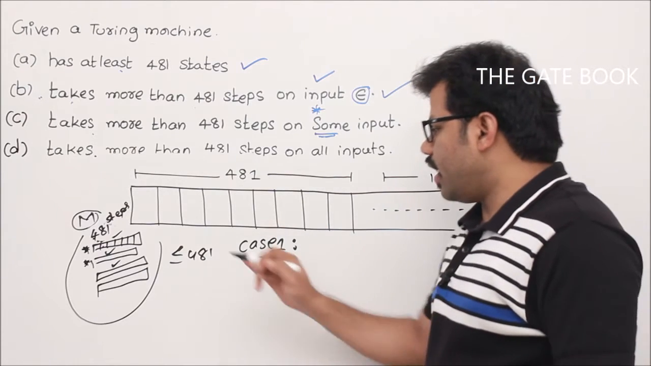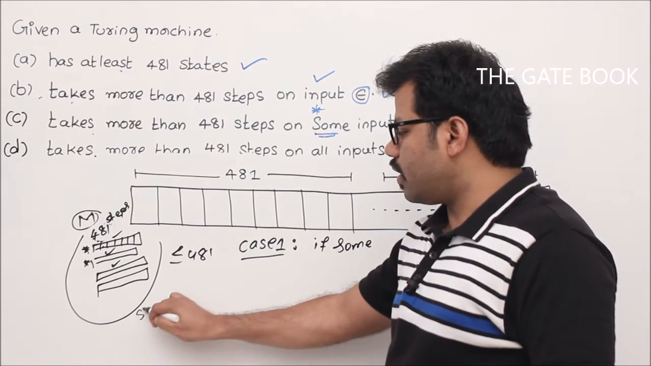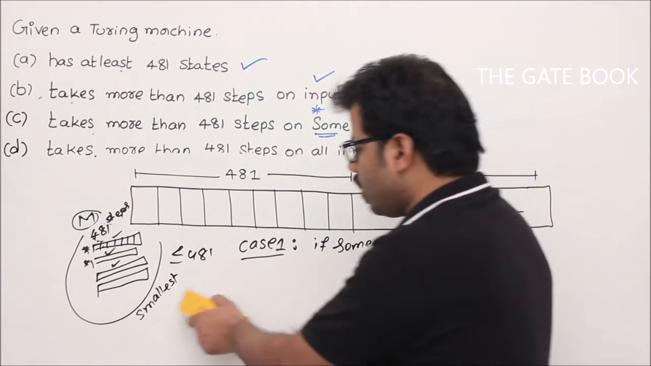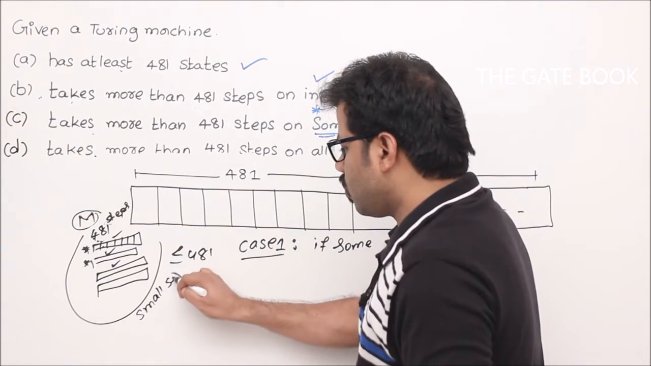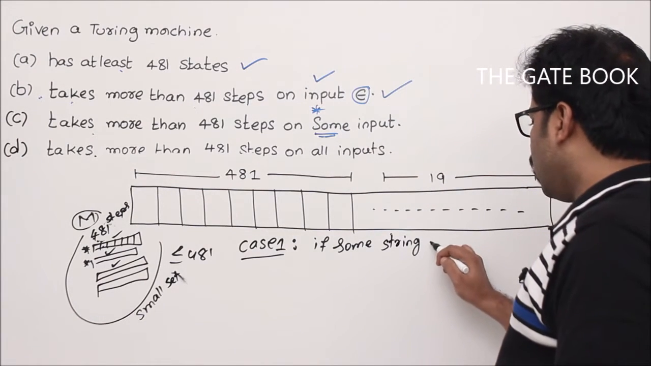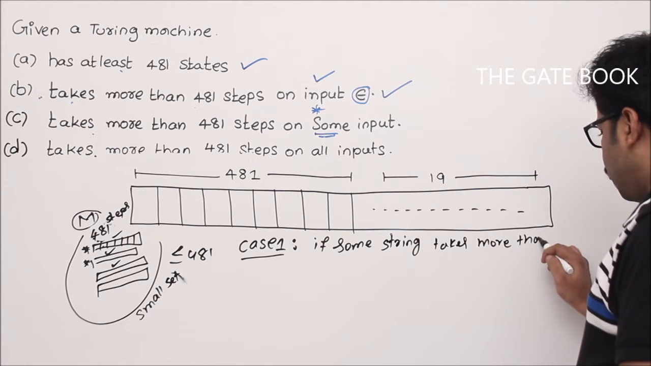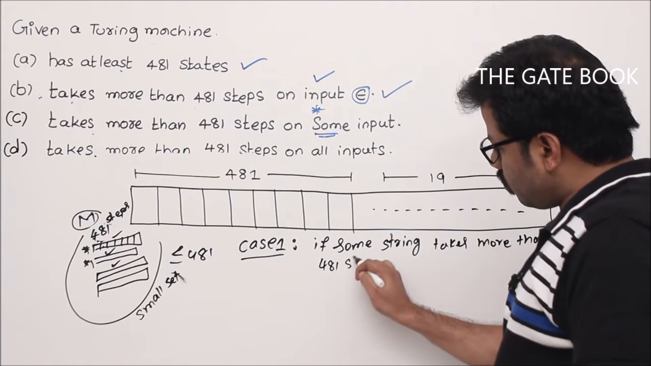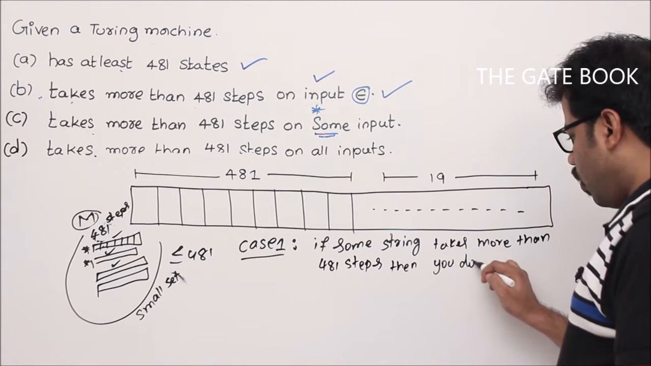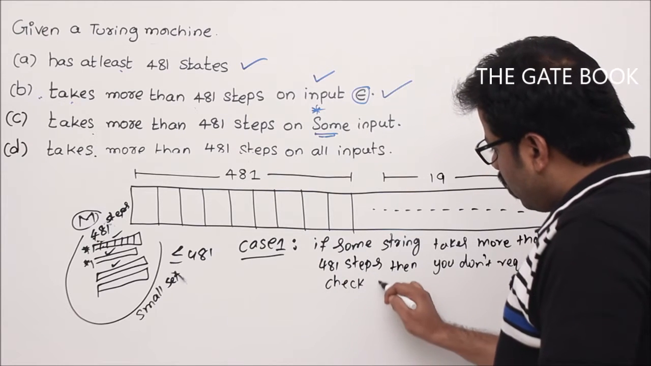Not required, right? So case number 1 is this: let me divide the strings into two sets, a small set and a big set. This is the small set. Now if some string takes more than 481 steps, then you realize that you don't require to check the bigger set, correct?